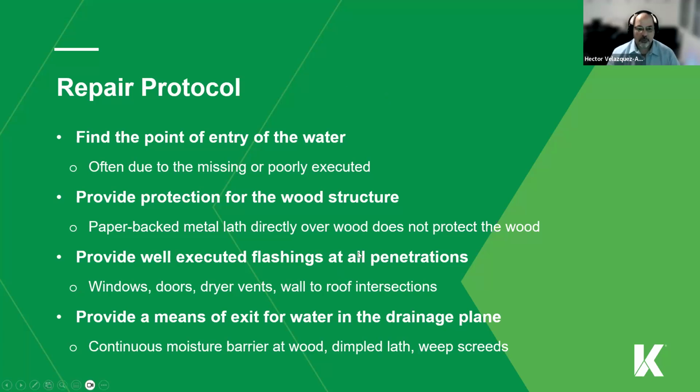Provide a means of exit for water in the drainage plane, like we talked about before. You've got to have your weep screed ready and clean so the water can come out. You've got your weep holes on the windows that have to come out. Make sure that they are clean. Make sure that you protect them. Don't have your maintenance guy go and caulk every little hole that you see. That's not the purpose of it. They are supposed to come out.